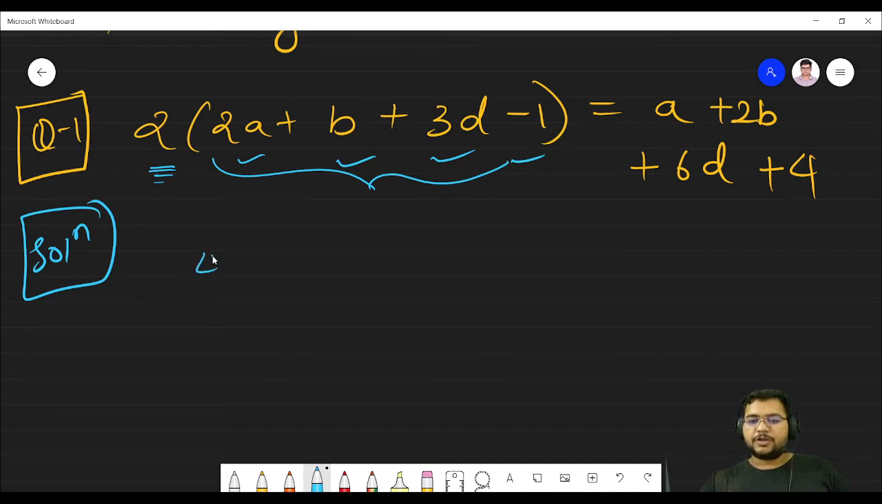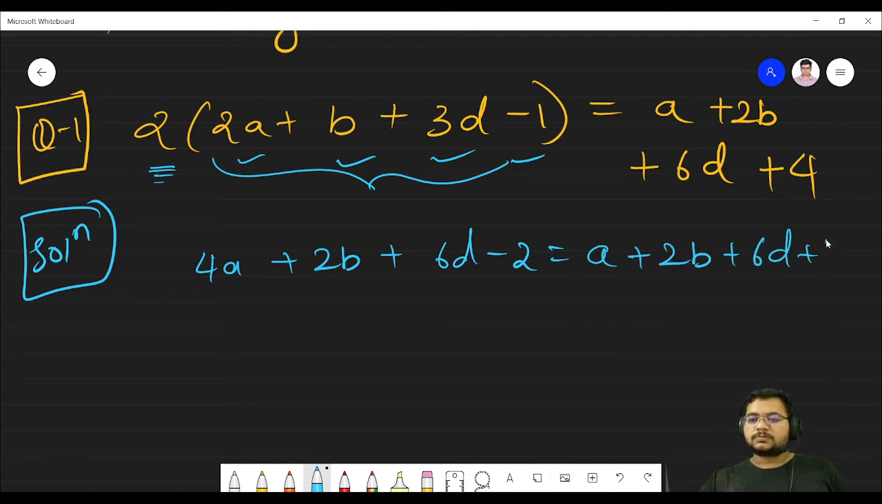Fine, so we will do 4a plus 2b plus 2 times 3, 6d minus 2 equals to, this is the left hand side of the equation. It is called LHS. It is the right hand side. It will be the same as it is. Now what we'll do is, we'll try to bring all the terms on the left side and we'll keep the constant term on the right side, which does not have any variable term.